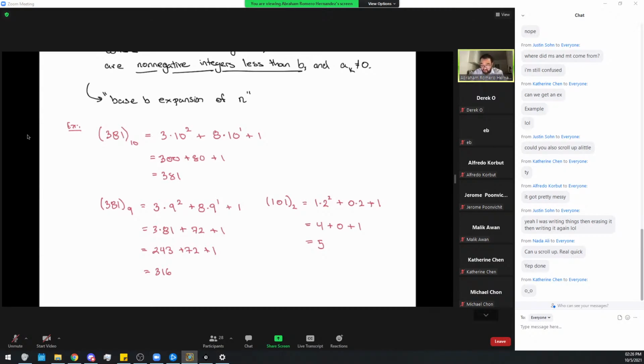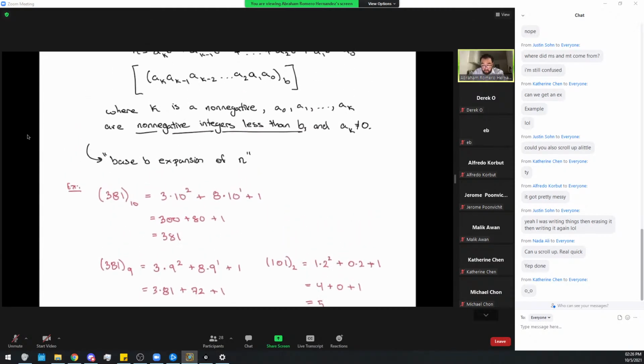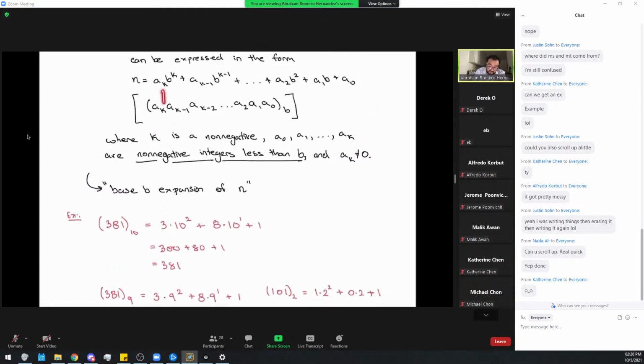Sure, that makes more sense now to some of you guys. Good. Any questions on this? So again, all of these have to be non-negative integers less than b. Now, saying that a sub k can't be 0 means the leading one cannot be 0. So this one cannot be 0. That's what it's saying here.